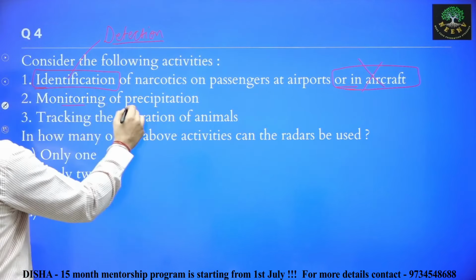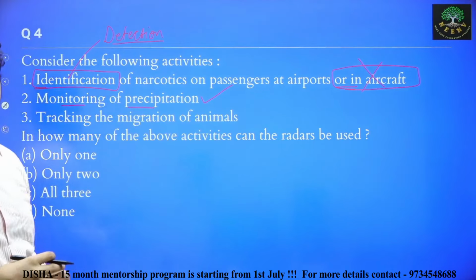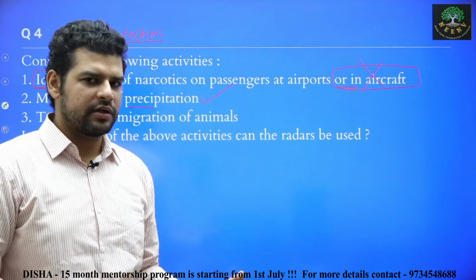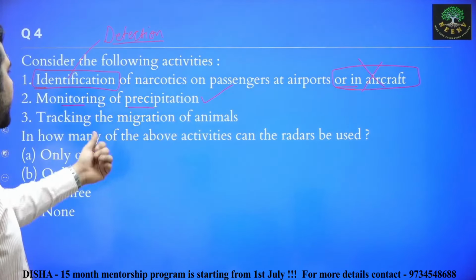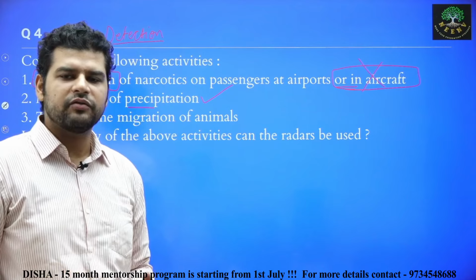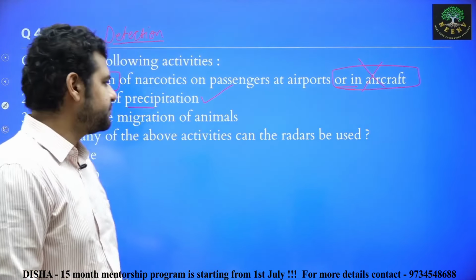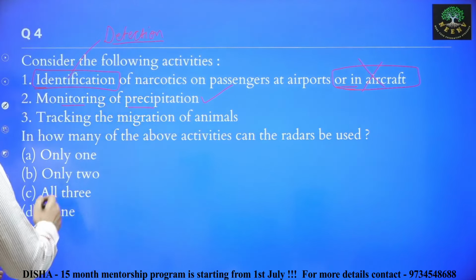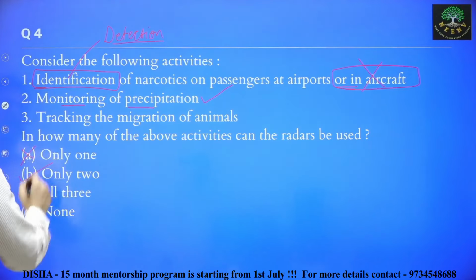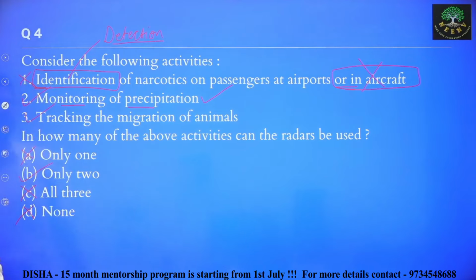Also, monitoring of precipitation. Obviously this is done, because that's how IMD tells about monsoon arrival and where there is a storm or not, right? Tracking of migration of animals, yes, this is also used. There are technologies right now which can track animals and their migration. So only one, no. Only two, yes. All three, no, and none, no. So this is wrong, this is correct. All right.